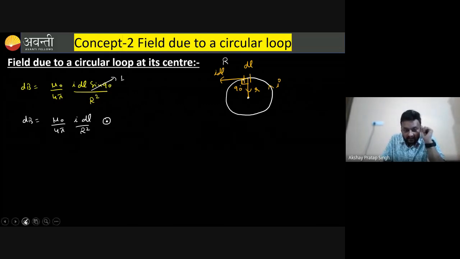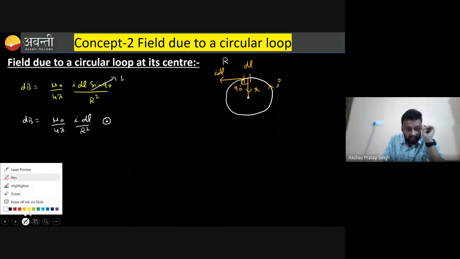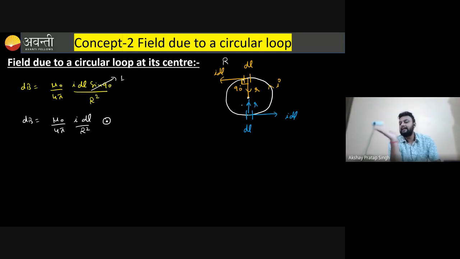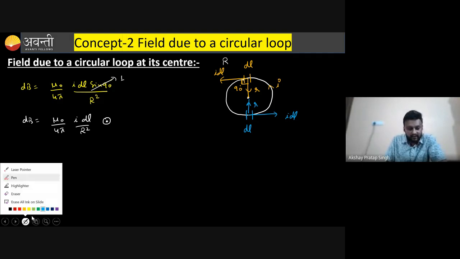So first of all, we need to check whether the direction of each field is the same or not. Let's consider another element here. You must be very sure what I am saying. Let's consider another element opposite to the first element. The IdL will be here, again R is there, and if you check IdL cross R, the direction is again the same as the first one. That means all dLs will create field in the same direction. So we can directly add that and we can integrate it.